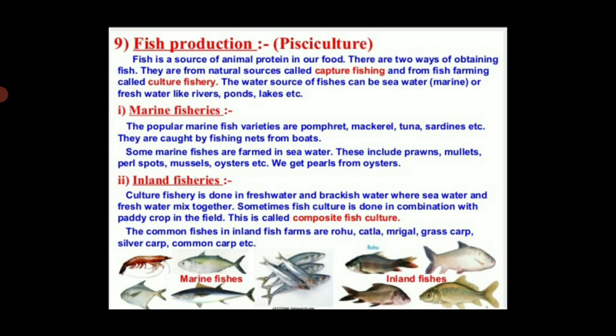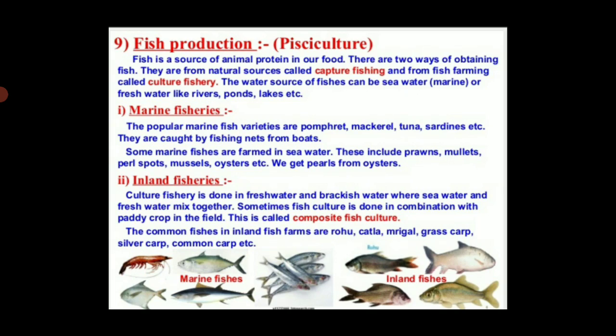Marine fisheries. The popular marine fish varieties are pomfret, mackerel, tuna, sardines, etc. They are caught by fishing nets from boats. Some marine fishes are farmed in seawater. These include prawns, mullets, pearl spots, mussels, oysters, etc. We get pearls from oysters.